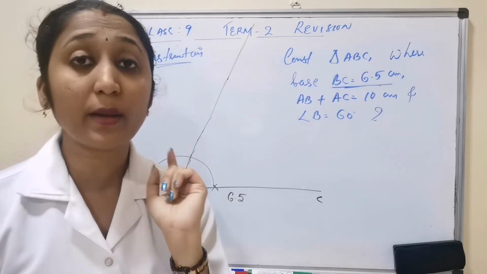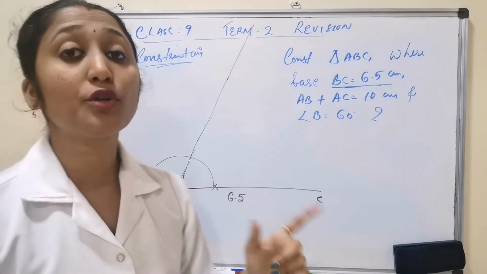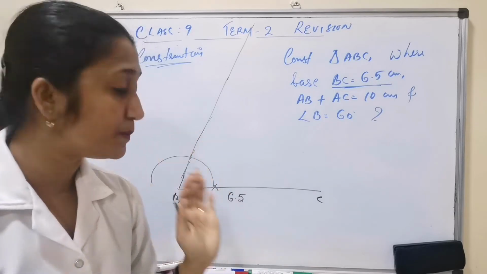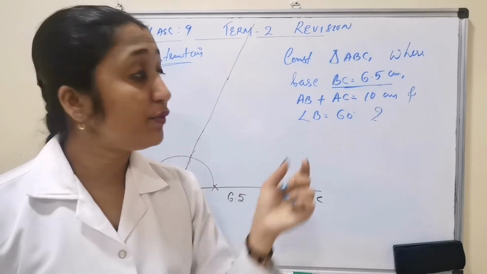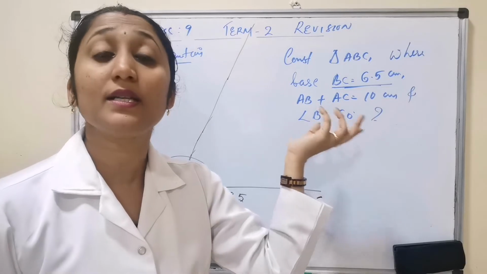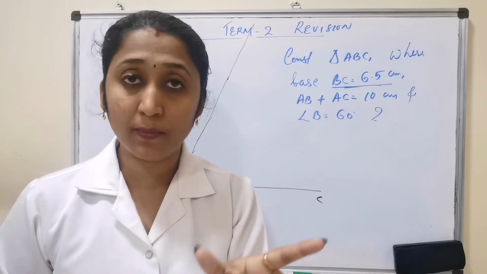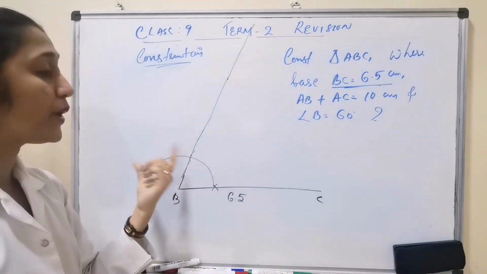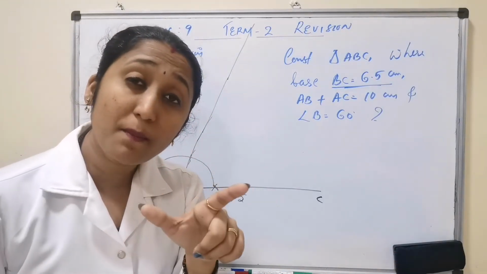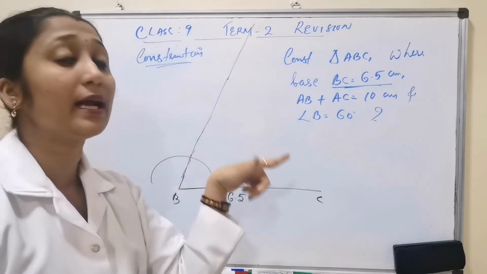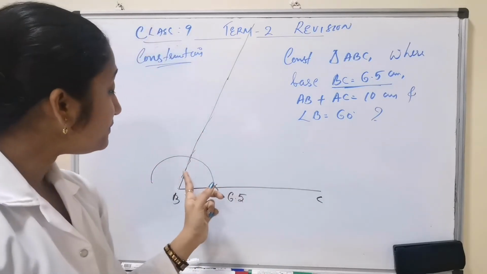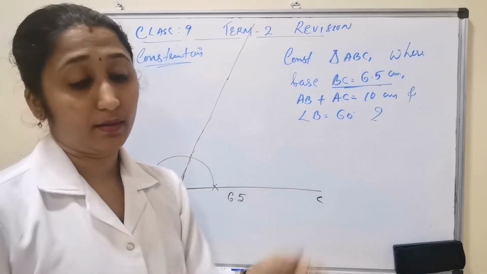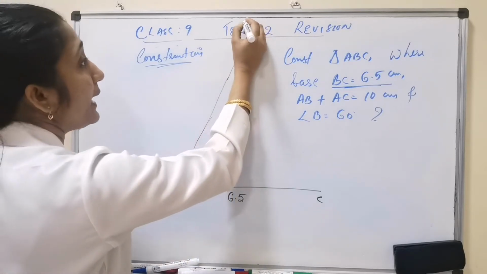So once more I will explain. First you have to draw the base. What is the given measurement? 6.5. Draw the base BC 6.5. And if you want to make an angle, whatever angle is given, here only 60, you take any measurement, point at B and draw a half circle. With the same measurement pointed here, cut that semicircle. Then draw a line from B through this point. That line may be called X.